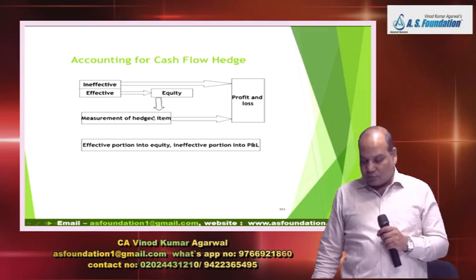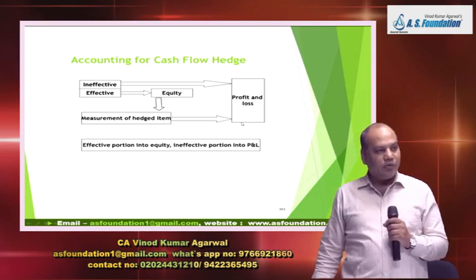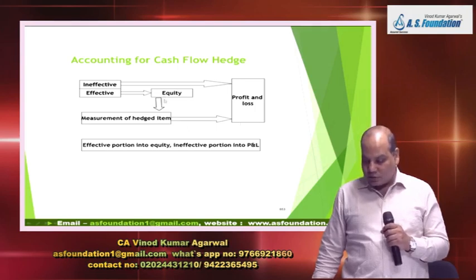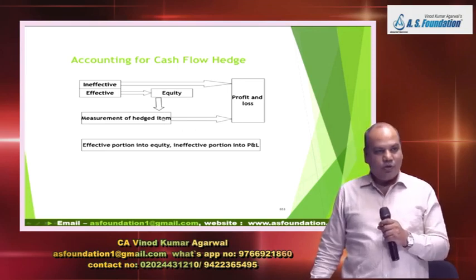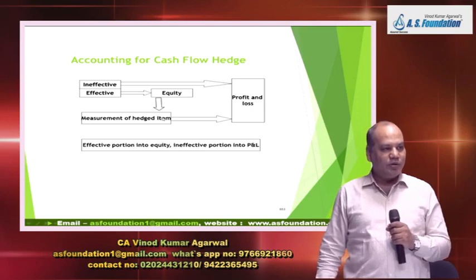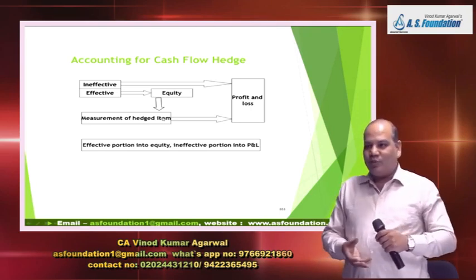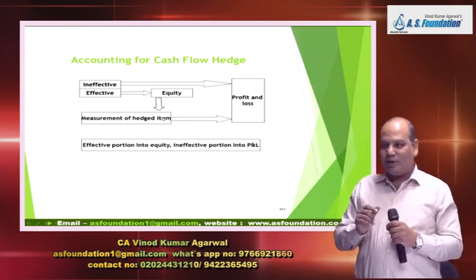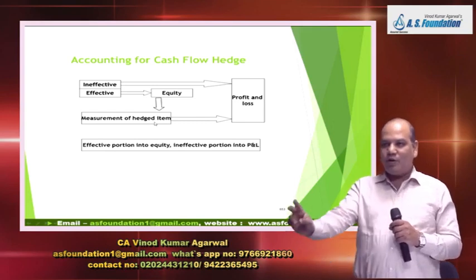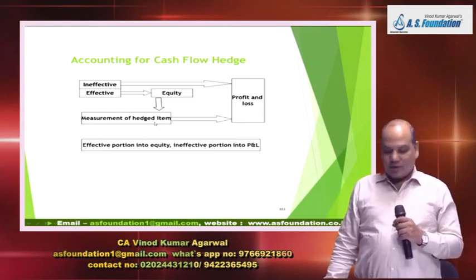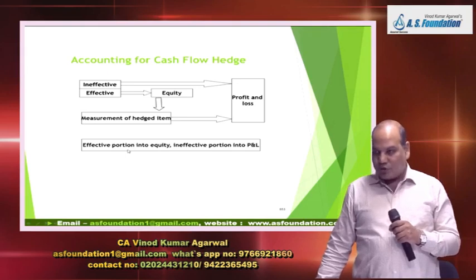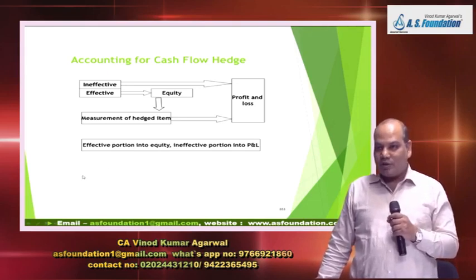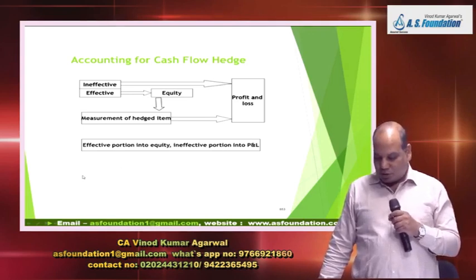Now it will remain in OCI, and the year in which the cash flow of the hedged item is recognized in P&L account, like in case of sale transaction, purchase transaction, the OCI will also be transferred to profit and loss account. That means they will go together. The hedged item and the OCI both will go together to P&L account. Only the effective portion. Okay. Except if it is for a non-financial asset, then in that case it will be adjusted in the asset. So summary, effective portion into equity, ineffective portion into P&L account.